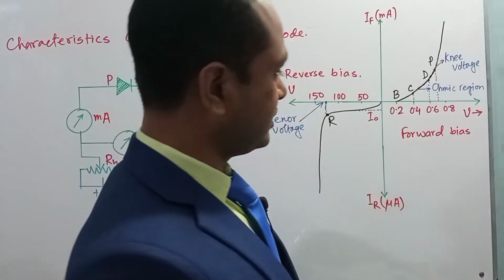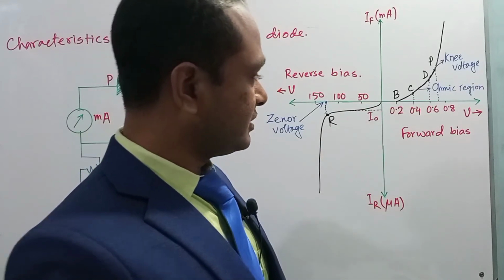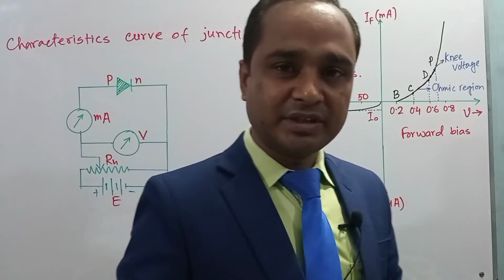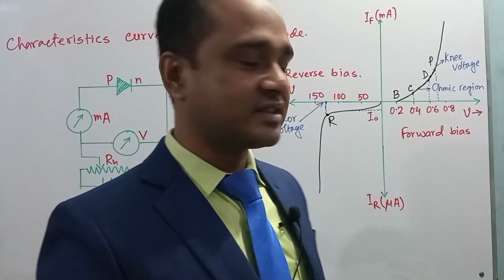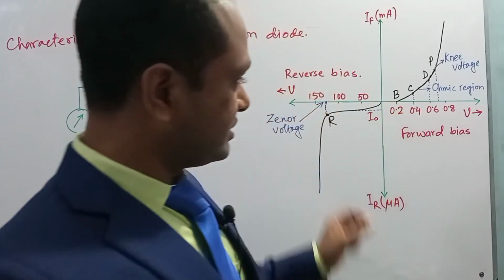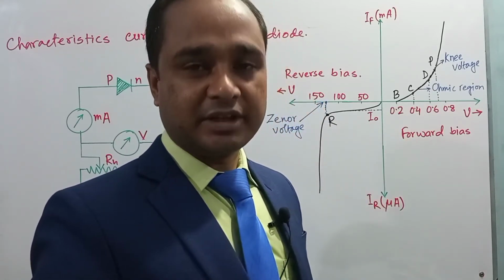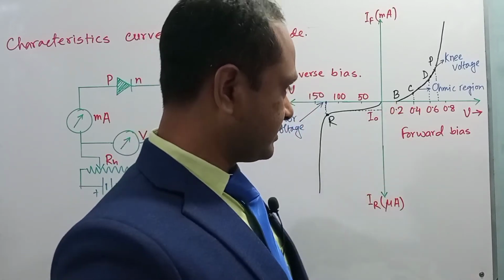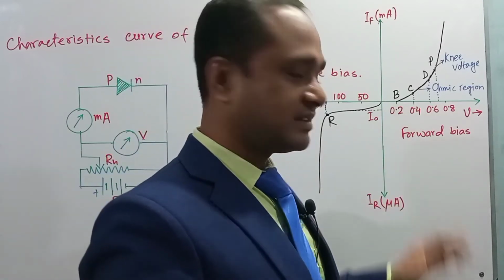So for the forward voltage, from the starting, there will not be any current, because for germanium the starting voltage is 0.3, and for silicon the starting voltage is 0.7. So starting from the origin, we will not get any current for a certain value of applied voltage. After this certain value, we will get the current. So this value of the applied voltage is known as starting voltage.